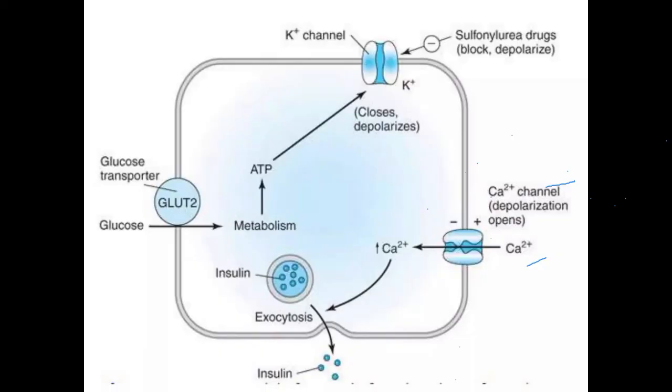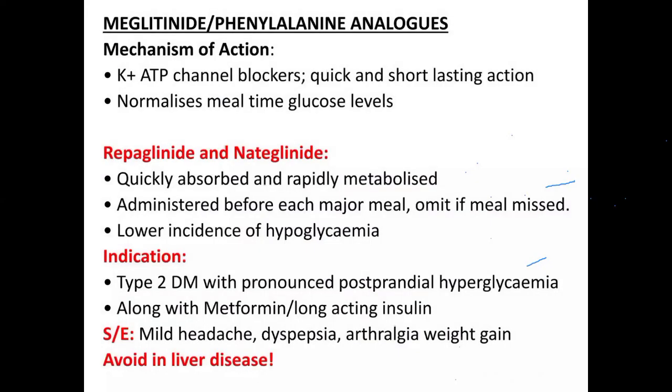Now moving on to the next class of diabetes mellitus drugs, that is meglitinide, phenylalanine analogs. So what is the mechanism of action? How do meglitinide or phenylalanine analogs work? They are potassium ATP channel blockers. It gives quick and short-lasting action. It normalizes the mealtime glucose levels. The best examples of meglitinide analogs are repaglinide and nateglinide.